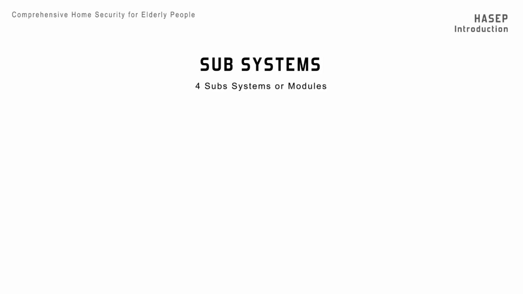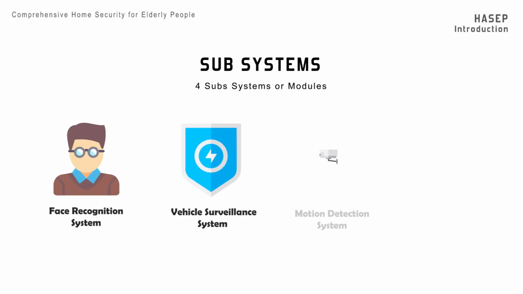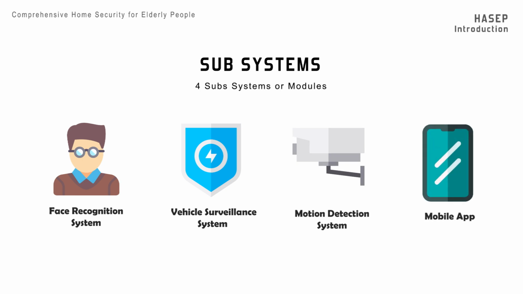The system has 4 modules or subsystems that allow keeping the home and its environment secure. The 4 modules are Face Recognition System, Vehicle Surveillance System, Motion Detection System, and Mobile App.